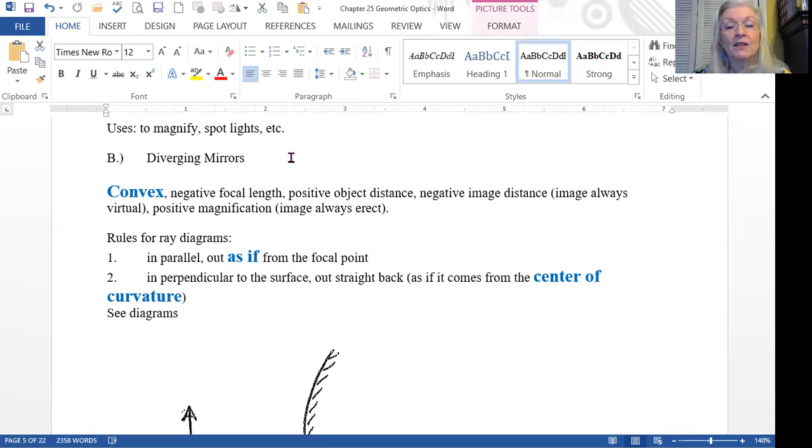Again, the object distance is always positive because you have to stand in front of the mirror to look into the mirror to have it be seen. The image distance is always going to be negative. The image is always going to be virtual. The image is always going to be positive. So that means it's always erect. Diverging mirrors always have virtual, erect, and reduced images. And again, we'll practice drawing them in class and in lab.